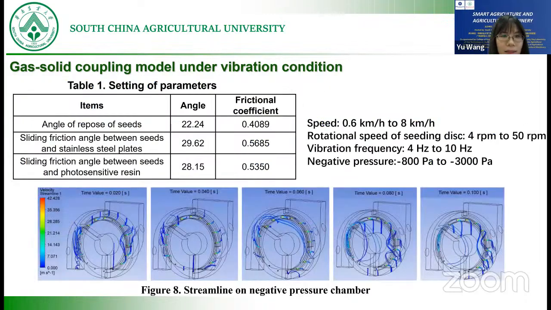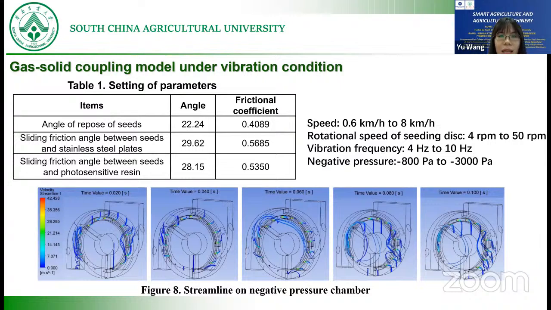This is about the setting of parameters in the model. We set the angle of response of seeds and also the sliding friction angle between the seeds and the steel planes, and the seeds and the resin.